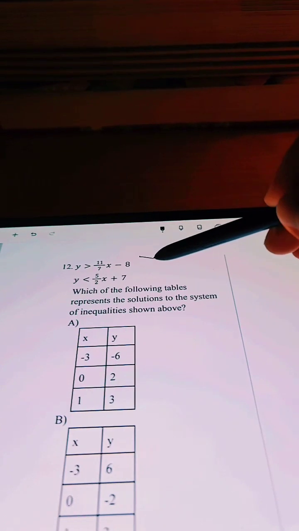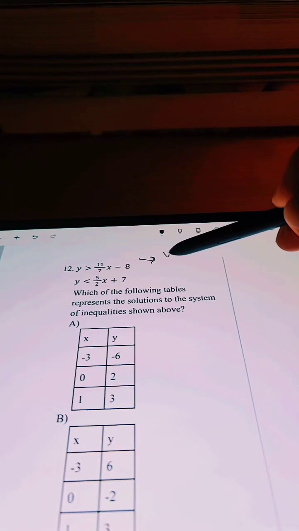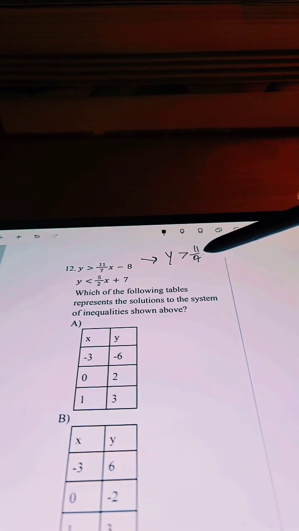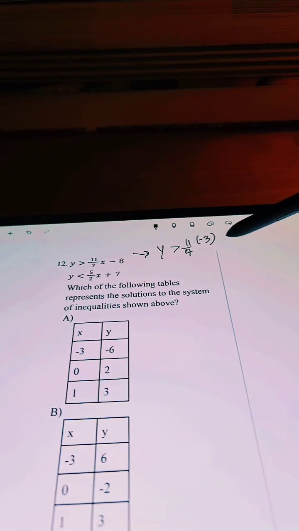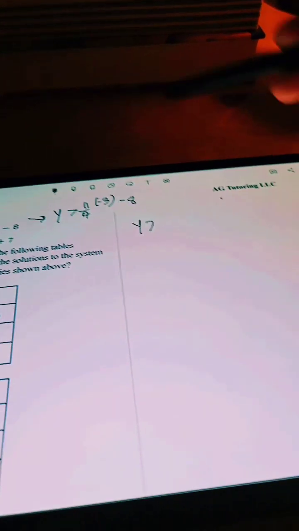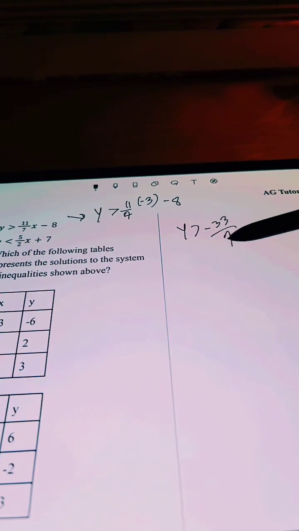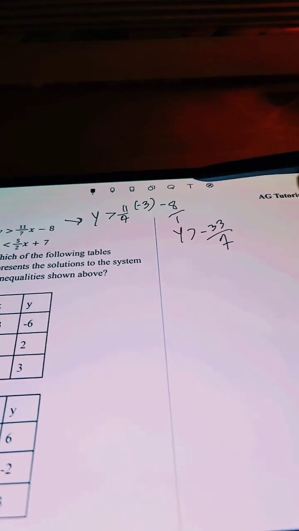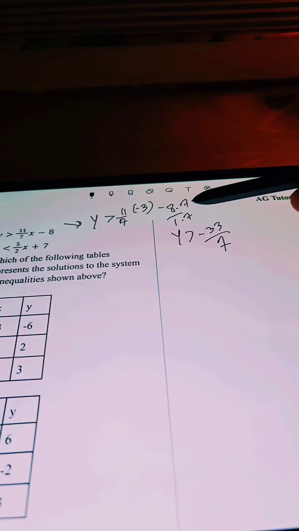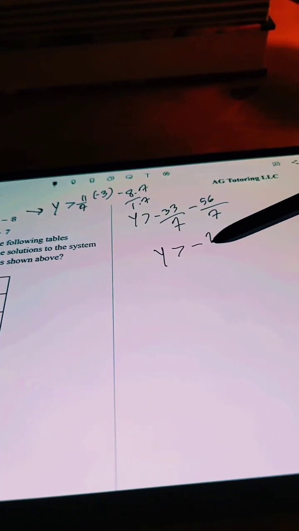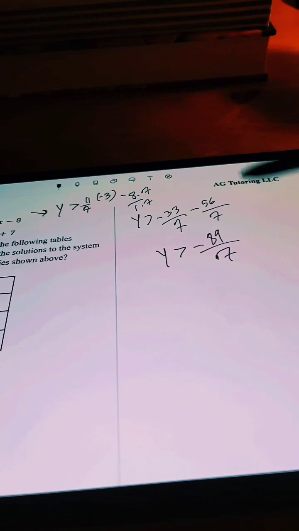So let's plug in now negative 3 for our x. So then we're going to have y is greater than 11/7 times negative 3 minus 8. So that's going to be y is greater than negative 33 over 7. And then remember, this is the same as minus 8 over 1. So to make it have a common denominator, multiply by 7 on top and bottom, minus 56 over 7. So that's going to be y is greater than negative 89 over 7.